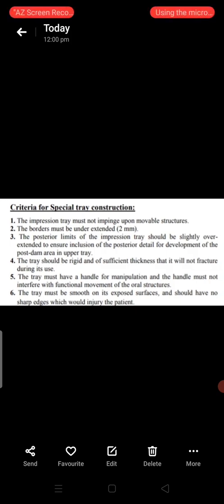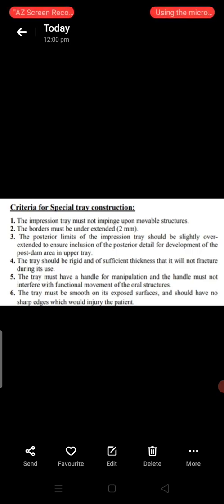Third, the posterior limit of the impression tray should be slightly overextended to ensure inclusion of the posterior detail for development of the post-dam area in the upper tray. I mean, in the upper tray, we should extend posteriorly slightly overextended in order to record the post-dam area. Fourth point, the tray should be rigid and of sufficient thickness that it will not fracture during its use. The fifth point is the tray must have a handle for manipulation and the handle must not interfere with the functional movement of the oral structure.